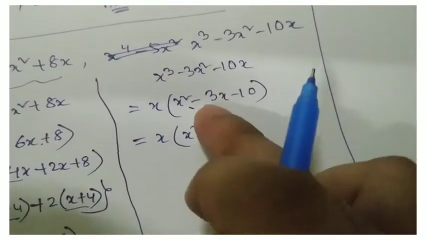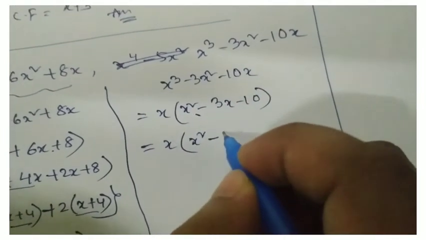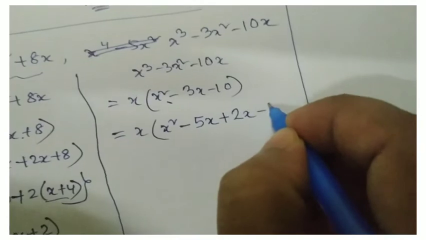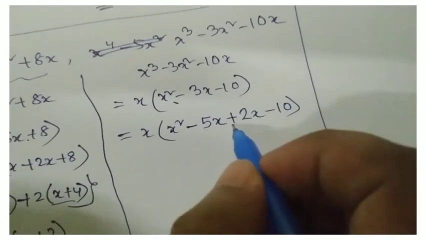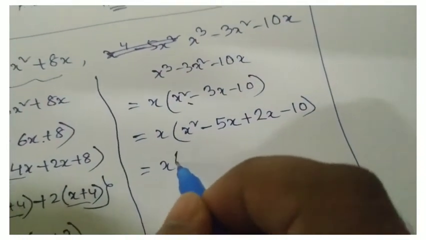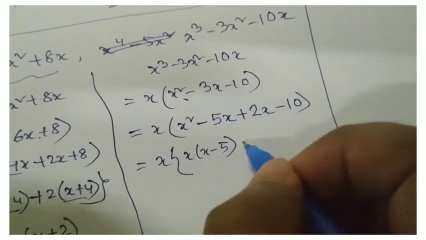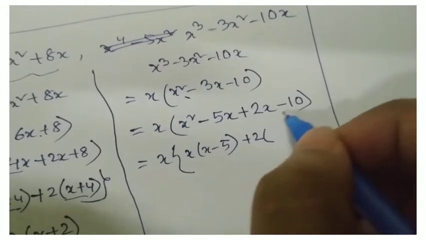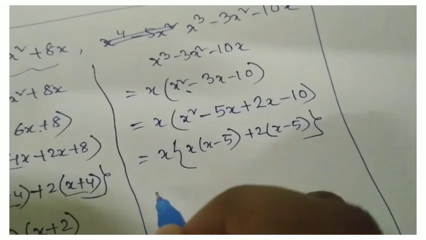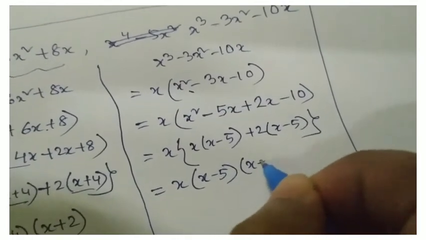Both are minus, so we need to add a plus in between. X square minus 5x plus 2x minus 10, since minus 5x plus 2x equals minus 3x. Then we take x common from the first two terms: x minus 5, then plus 2 common from both, since 10 is also divisible by 2, then x minus 5. Finally, what do we have? X into x minus 5 and x plus 2.